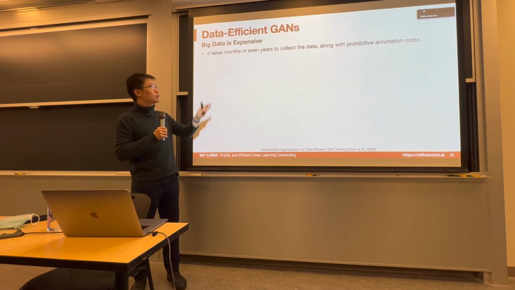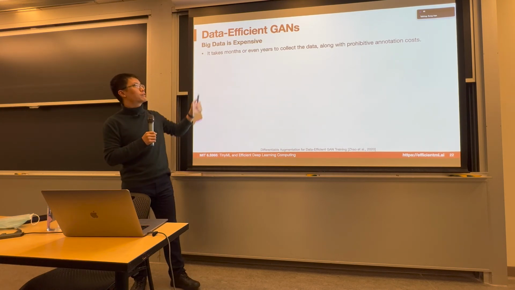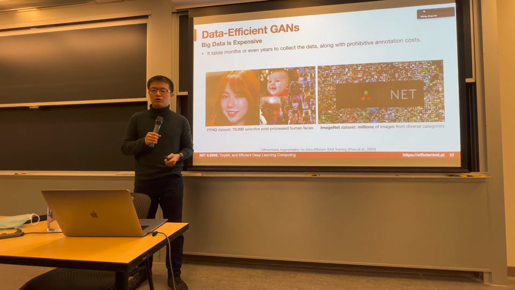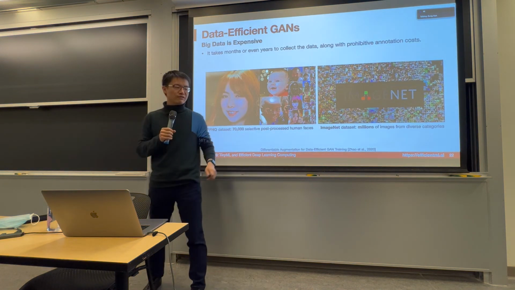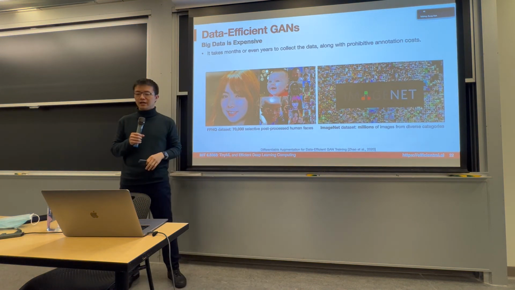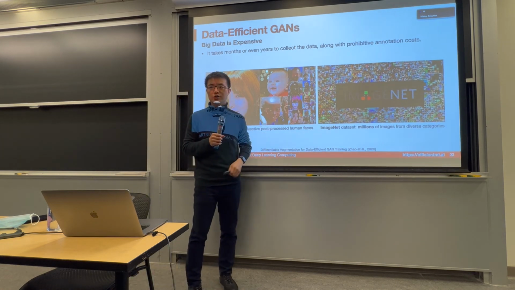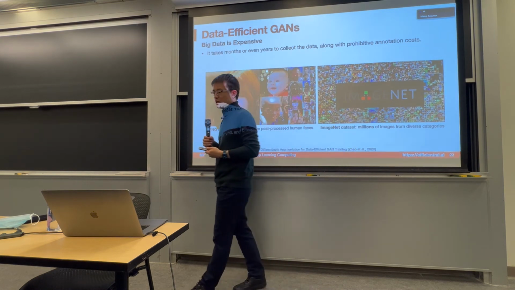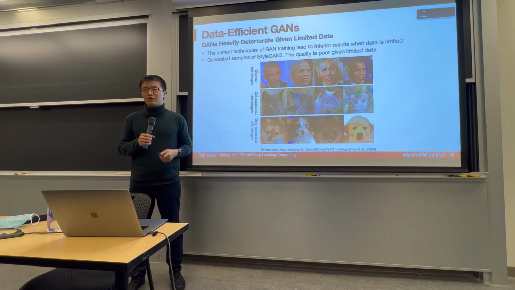The big picture and motivation is that big data is really expensive. It takes months or even years to collect a lot of data along with prohibitive annotation costs. So this FFHQ dataset contains more than 70,000 selective post-processed human faces, while this ImageNet dataset contains millions of images with more than 1,000 categories, right? So GAN models require lots of training data in order to work.